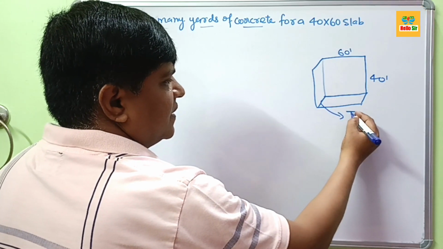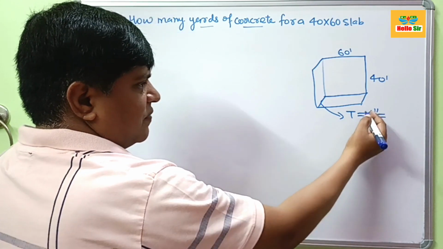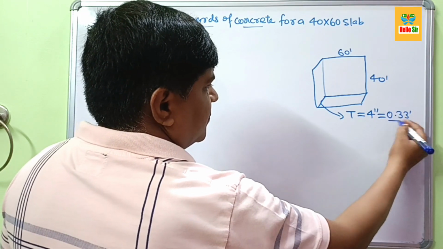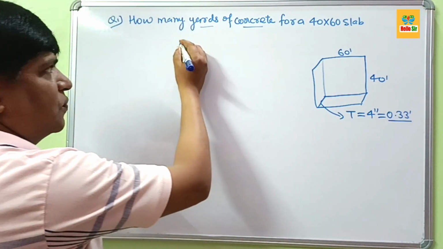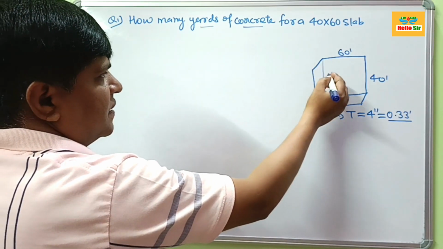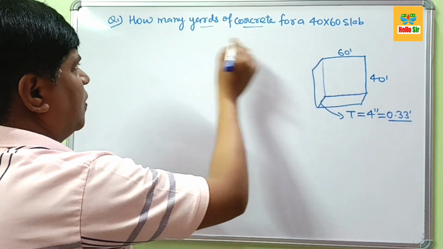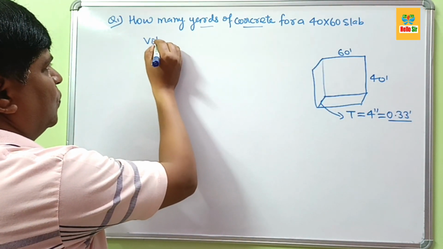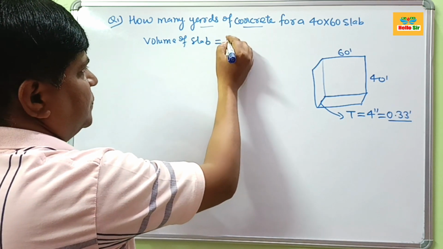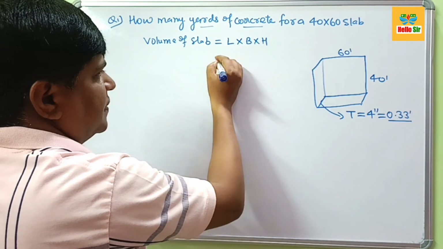This thickness is equal to 4 inch. And if you convert this into feet, this will be 0.33 feet. And you have to calculate the concrete quantity in yards. The required concrete quantity for this slab is equal to the volume of this slab. Volume of slab is equal to length times breadth times height.